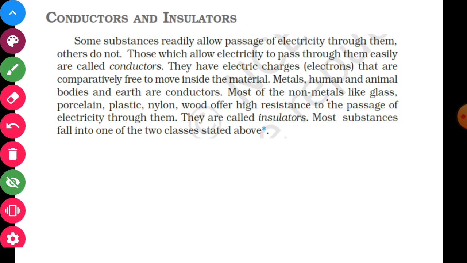We have already studied this in the third chapter. The electrons are responsible for the flow of electric charge within the conductors, so these electrons are comparatively free to move inside the material. Metals, human and animal bodies and earth are conductors. Most of the non-metals like glass, porcelain, plastic, nylon, wood, etc., are non-conductors or insulators. They do not allow electricity to pass through them. Most substances fall into one of the two classes stated above.